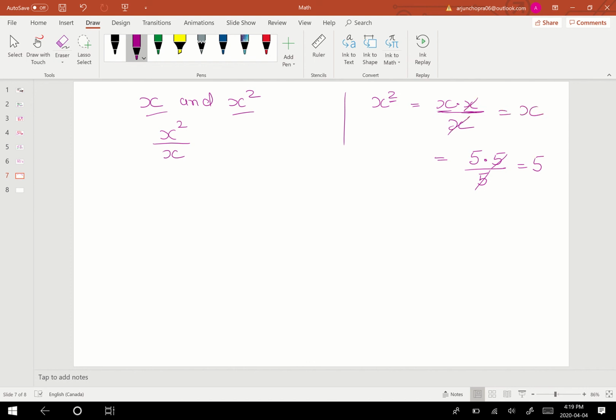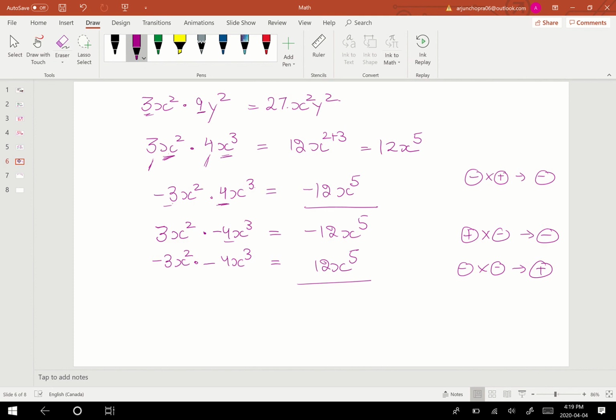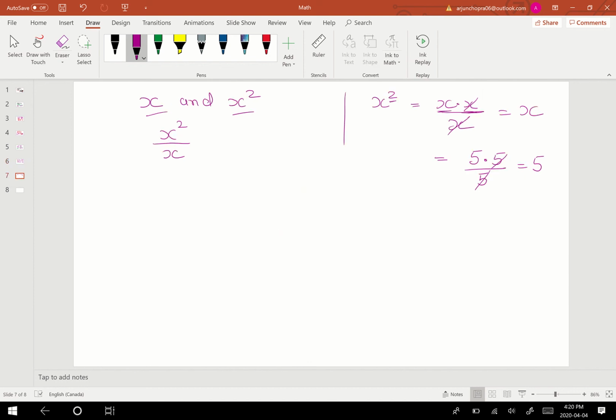One of the things which I haven't discussed earlier, when you're writing x raised to the power 5 or x raised to the power 3, just going back to these concepts because I forgot to discuss this. This means there are 5 x's in this. If I write in the extended version, x times x times x times x times x, and in this one there are 3 x's, x times x times x. Okay, let's go back to our division rule.